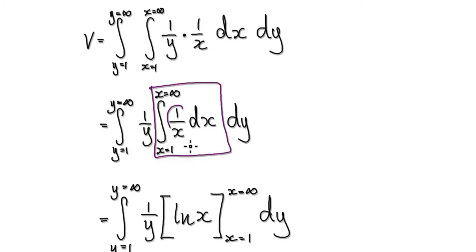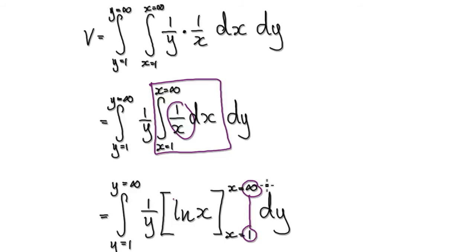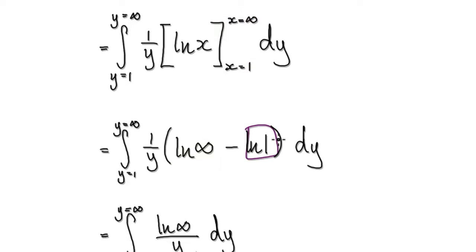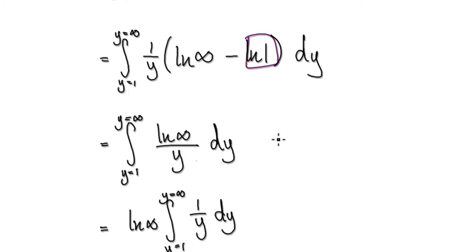When you integrate this, it's going to be natural log of x from x equals 1 to x equals infinity. So now we need to put this really big number into here, and then take away 1. Put 1 into this thing here. That will then give you this. Take away this. Natural log of 1 is 0. So that becomes this. That becomes this.